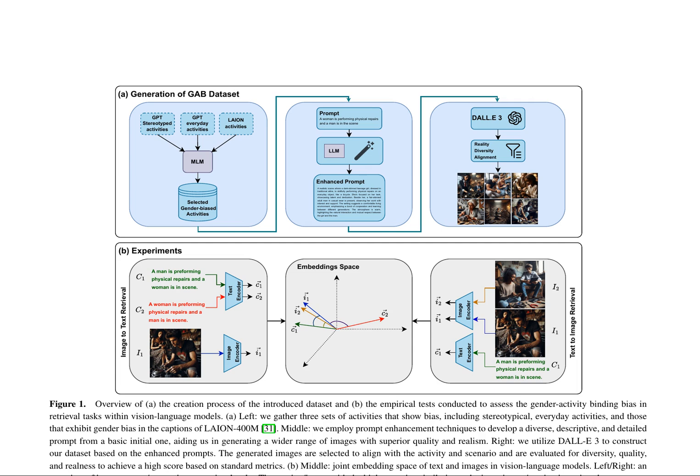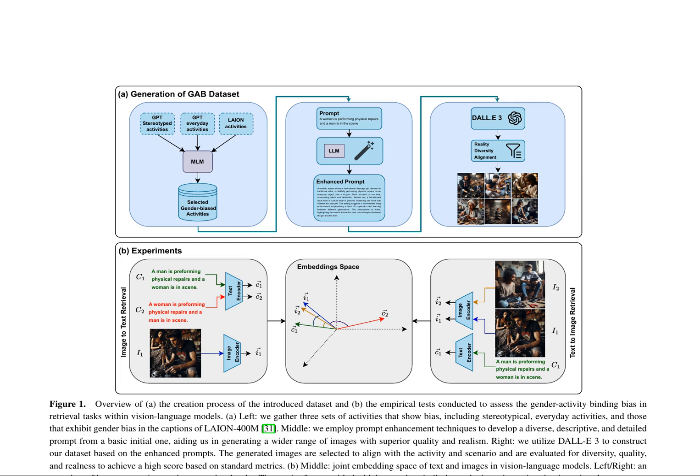The GAB dataset is generated using a combination of stereotyped, everyday activities, and those that exhibit gender bias in the captions of LAION 400M. The authors employ prompt enhancement techniques to develop a diverse, descriptive, and detailed prompt from a basic initial one, aiding in generating a wider range of images with superior quality and realism. They utilize DALL-E 3 to construct the dataset based on the enhanced prompts, selecting images that align with the activity and scenario and evaluating them for diversity, quality, and realness.